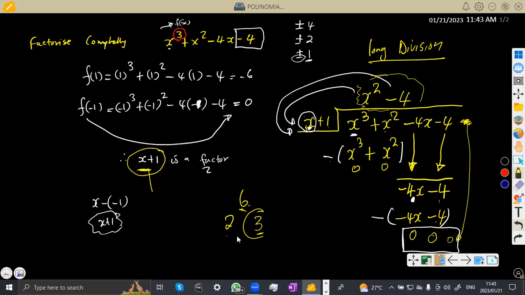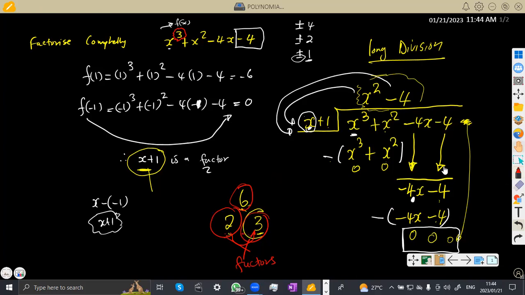But what's the relationship between these two factors? Let me explain from these two numbers. 2, when multiplied by 3, it must give us a 6. Take note, guys. 2 and 3 are factors. These are factors. So if you multiply these factors, they must give you a 6.